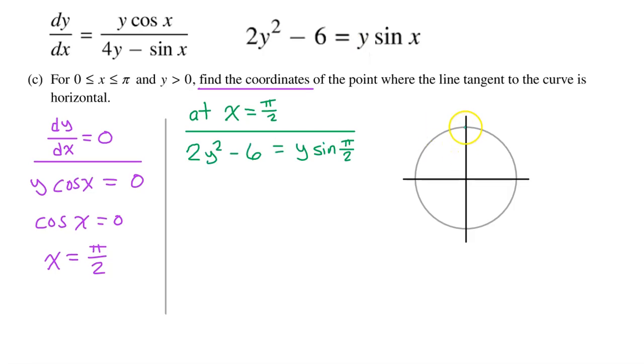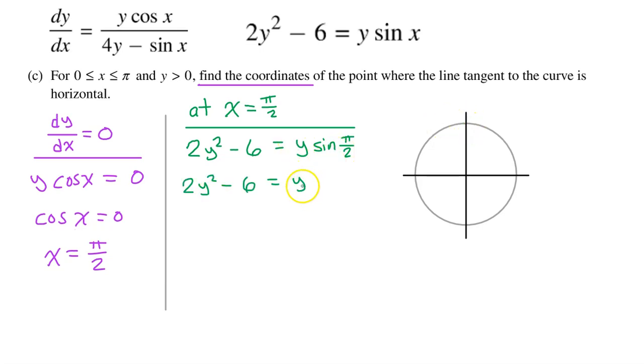Sine is the y value on the unit circle, so the sine at pi over 2 is 1. And y times 1 is just y. Let's get 0 on one side. I see some factoring in our future, so let's subtract y from both sides, and we get 2y squared minus y minus 6 is equal to 0. This is hopefully factorable as a binomial times a binomial.